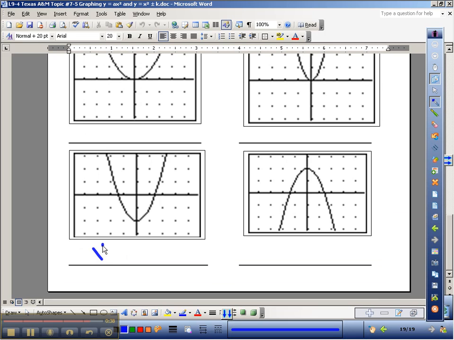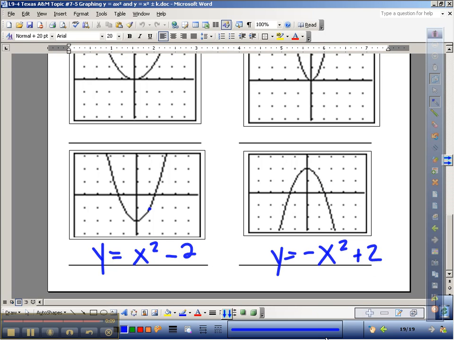Here, y equals, how is my parent function changed? Well, it shifted down 2, so I know I've got to have a down 2. A 1 gives me 1, so I know that my coefficient is correct. Over here, y equals, well, it opens downwards. I know that's got to be -x². 1 gives me a value of 1, but it's up 2, shifted up 2. Those are your equations for those. I'll see you in the next video.